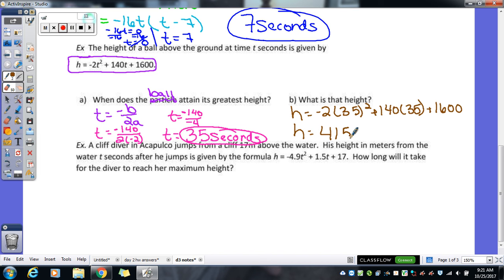$4,150? 4,050, okay. So our height would be 4,050. Now they didn't give us the units for our height, so I'm just going to leave that as 4,050. But if you think about it, this ball started 1,600 feet above the ground. So it started pretty high up already. Could be in inches, because they didn't give us our unit.